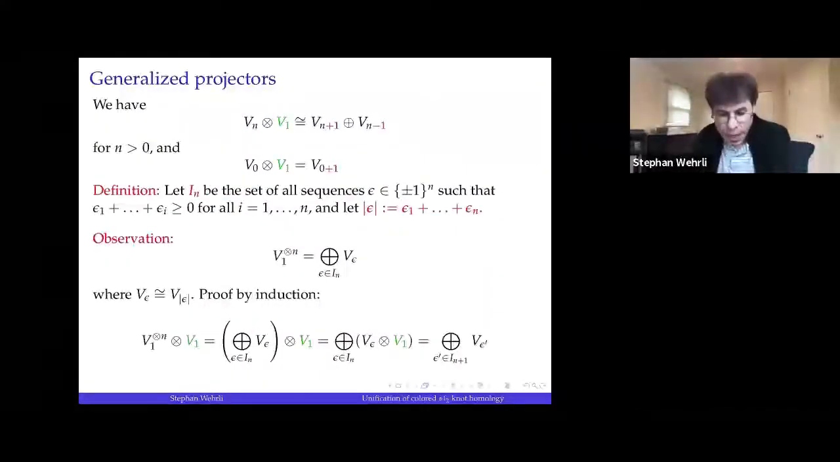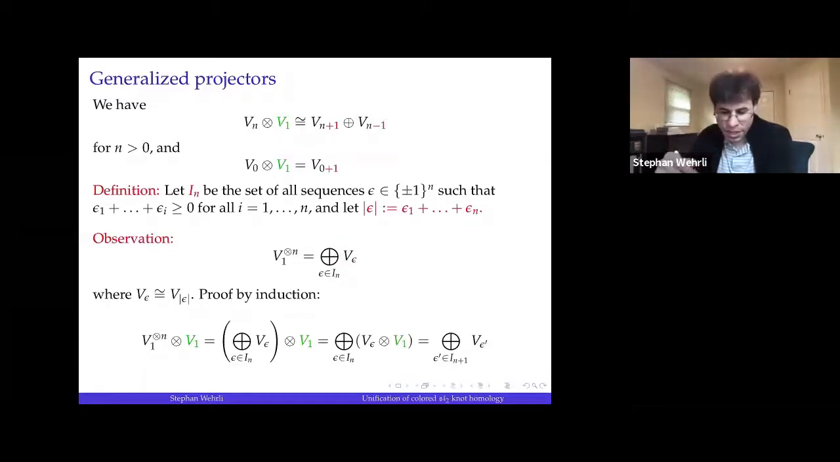Okay, now I want to say a few words about generalized projectors. So in general, if we have the n+1 dimensional representation of SL2 or quantum SL2, and we tensor it with the fundamental representation, then it splits into two summands, one in which the weight n is raised by one and one in which it is lowered by 1. Of course, if n is equal to 0, then this term doesn't exist, so we just get one term. And now the idea is that we can use this relation recursively to decompose the nth tensor power of the fundamental representation into irreducible summands.